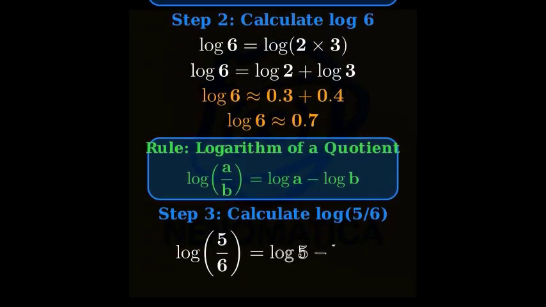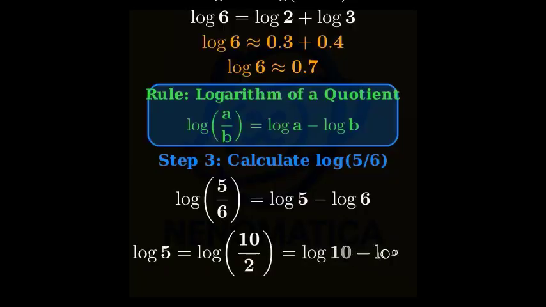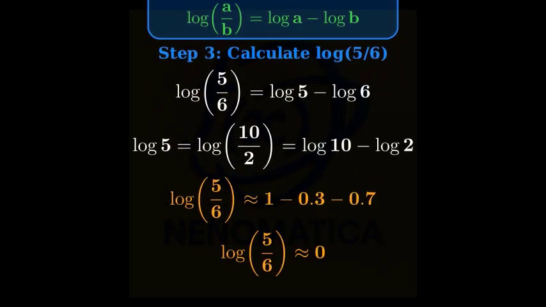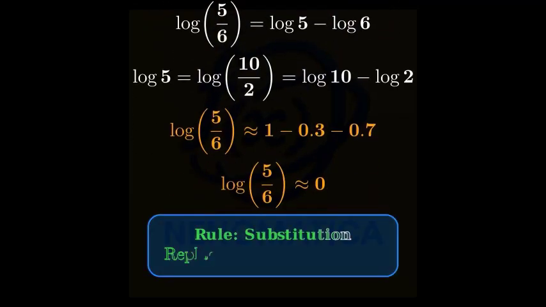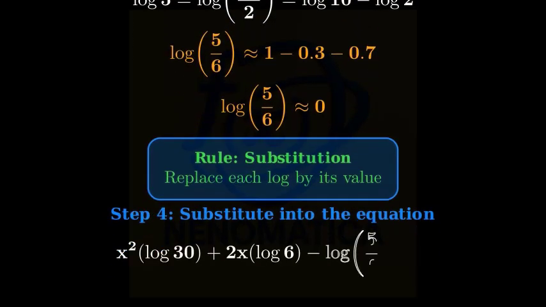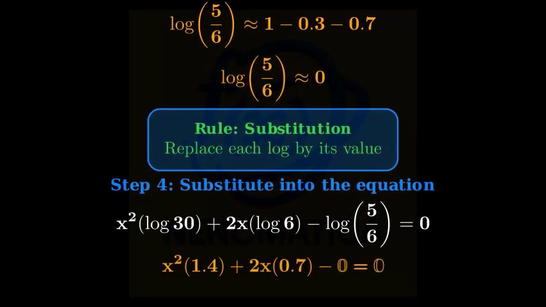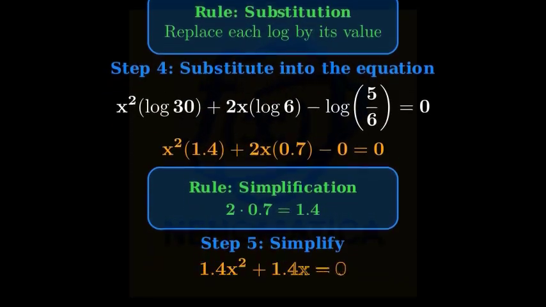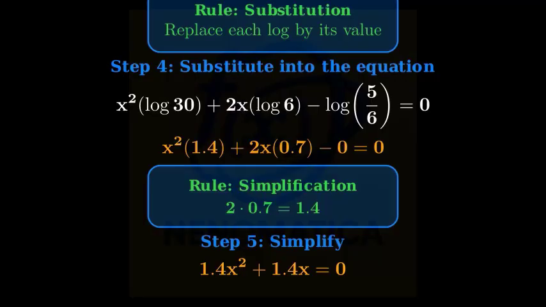Step 3. Compute log 5 over 6 using the quotient rule. We write log 5 as log 10 minus log 2. Then log 5 over 6 equals 1 minus 0.3 minus 0.7, which is approximately 0. Step 4. Substitute these values into the original quadratic. Log 30 is 1.4, log 6 is 0.7, and log 5 over 6 is 0. Step 5. Simplify. 2 times 0.7 equals 1.4. So the quadratic becomes 1.4x squared plus 1.4x equals 0.